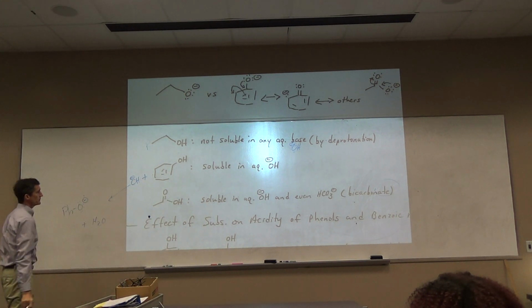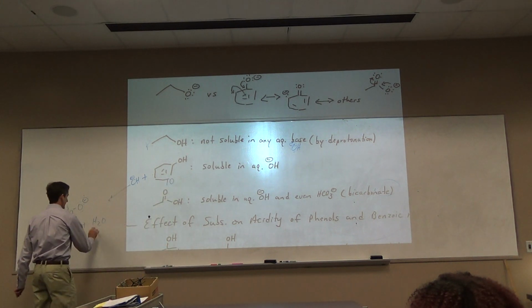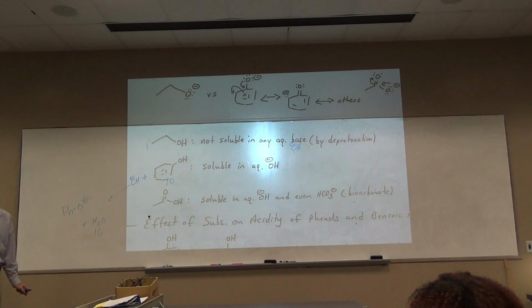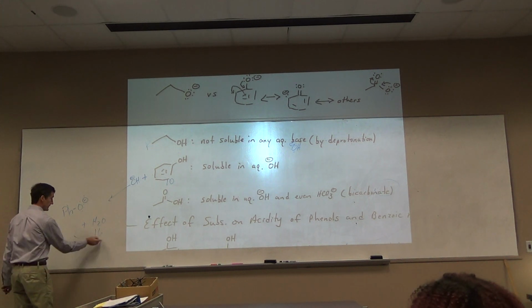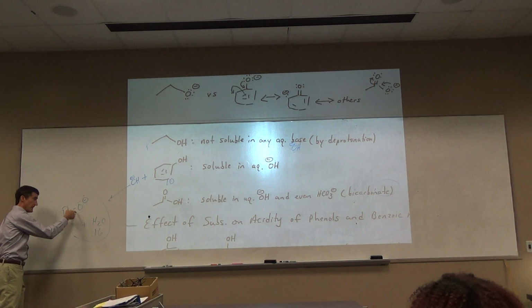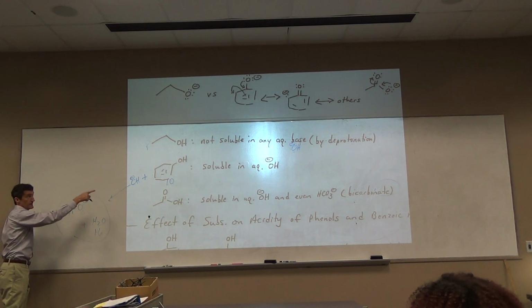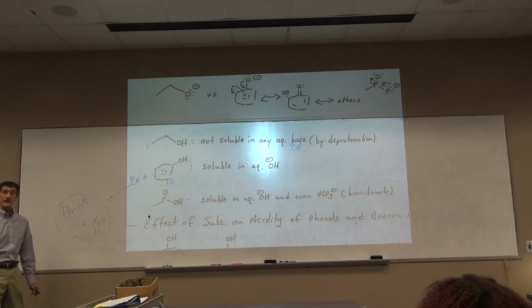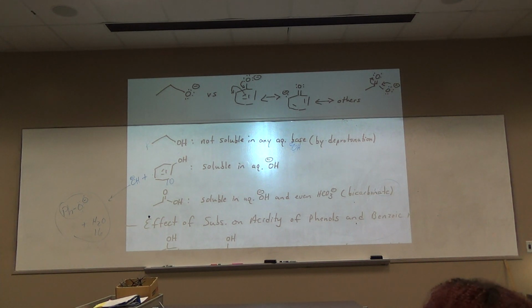How do you judge the equilibrium? Which side's favored? This is 10, this is 16, which side's favored? The side with the weaker acid. This is going to exist as this. And since it's an anion, it's going to be soluble in water. Phenols are soluble in sodium hydroxide, regular alcohols are not. This can actually be used as a chemical test. And some of this has been in the comprehensive spec problems.